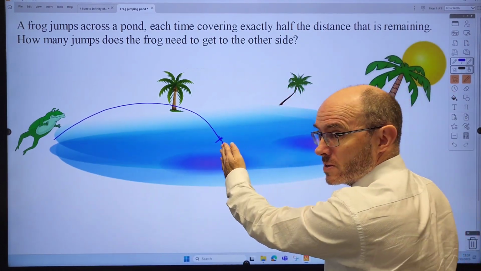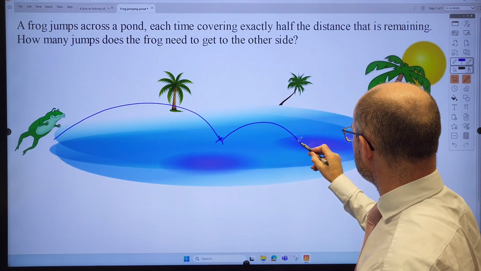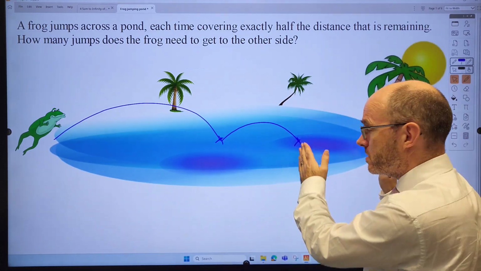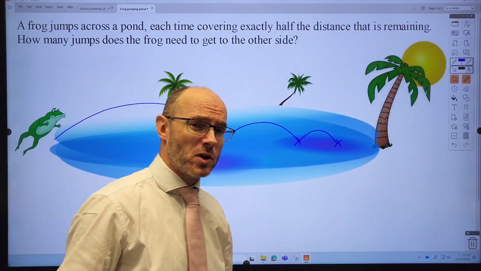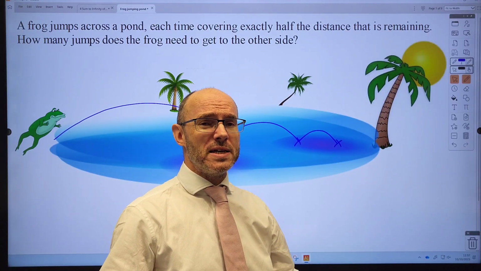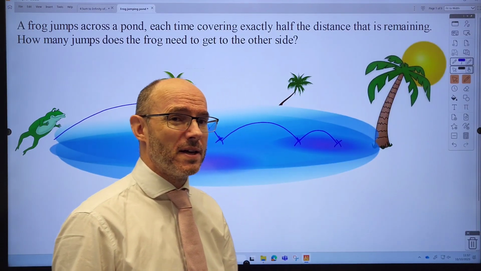So this is the total distance left. So the frog is going to do a next jump to there, and then this is the remaining distance. The frog is going to jump to there. So the question was, will the frog ever get there? How many jumps will it need if it does actually get there? Okay? That was the question.